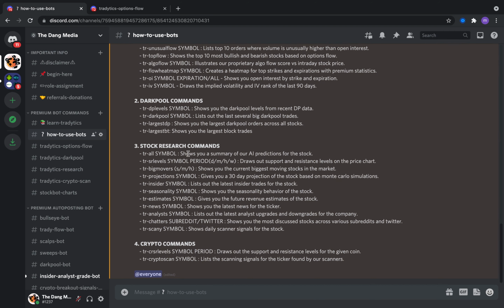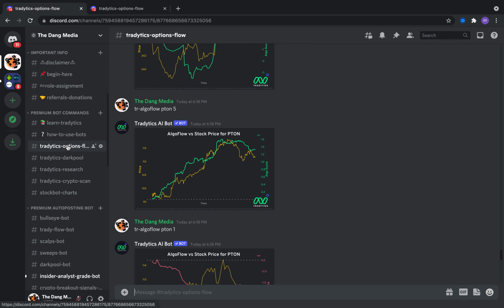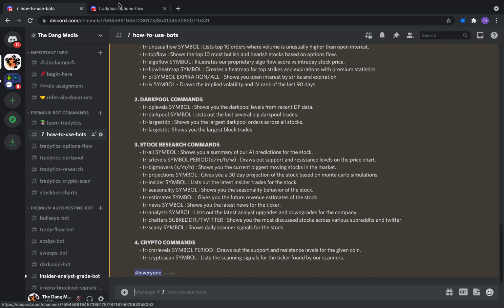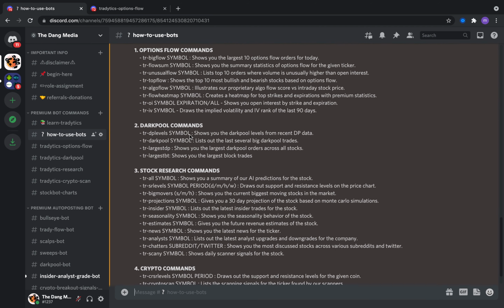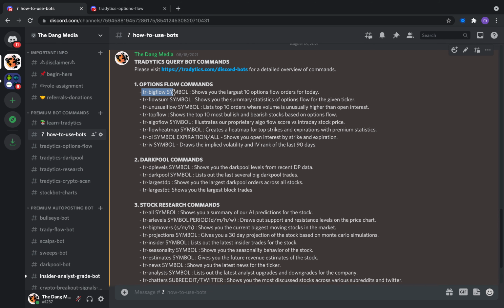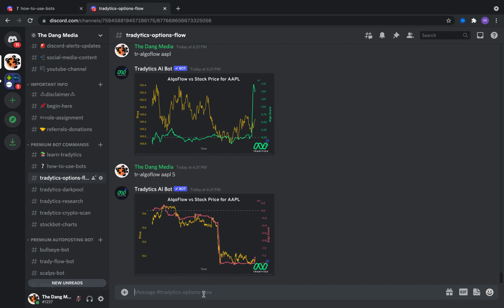So how do you use these commands? When you go to the channel, here I'm on Tradytic's options flow. That's the text channel. So these are the commands. The first command is TR big flow. And then you can type in the symbol, TR big flow.